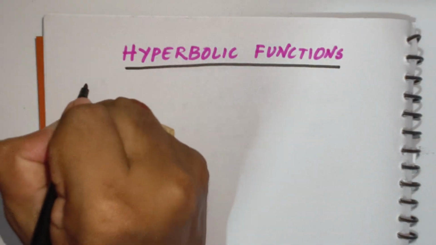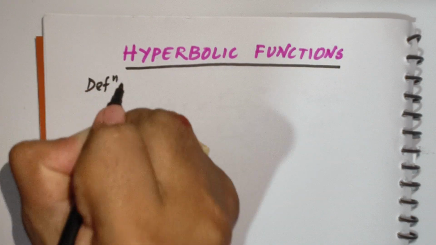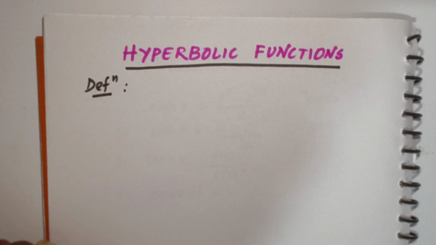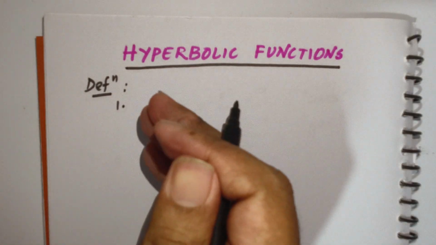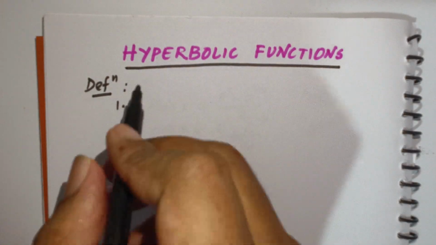In this video, we will learn hyperbolic functions and see some of their identities. First, we will define hyperbolic functions. Like trigonometry, we have 6 hyperbolic functions, and later we will see how hyperbolic functions and trigonometric functions are related and why these functions are named hyperbolic.